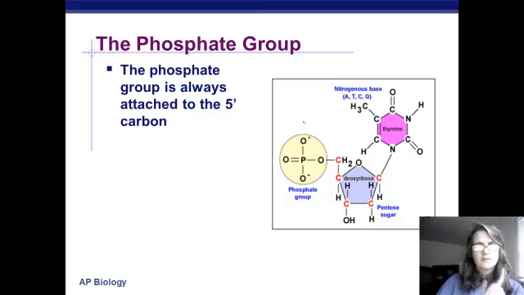The phosphate group is always attached to the 5' carbon. So right here, that one sticking up is always going to have the phosphate group on it.